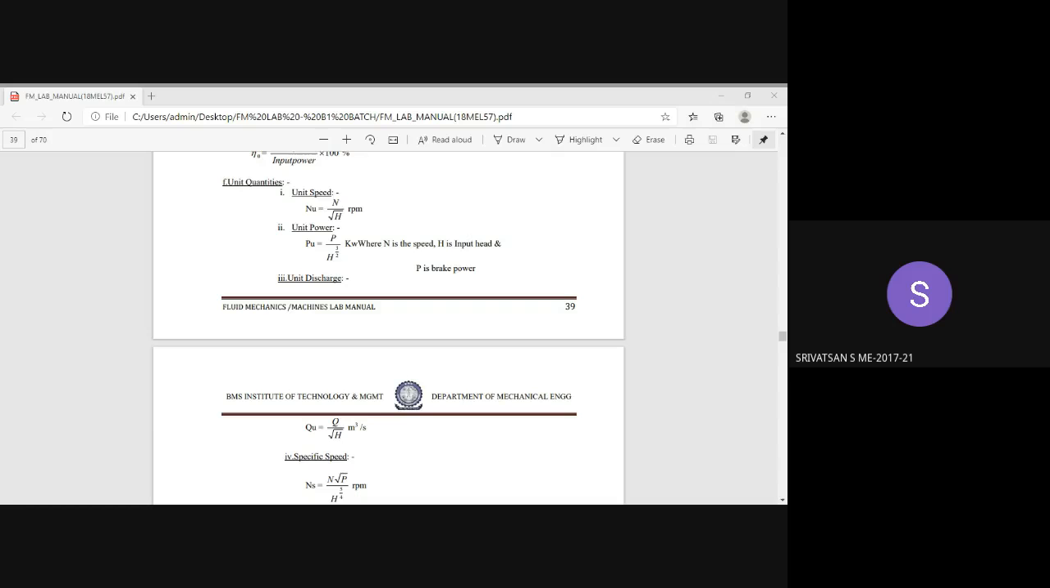The pressure gauge is constant, sir, 2 for all readings, for constant head. For constant speed it varies. For constant head it is the same, 2 kg force per centimeter square, and we keep it constant. But in the exam, I'll give only one calculation, one set.